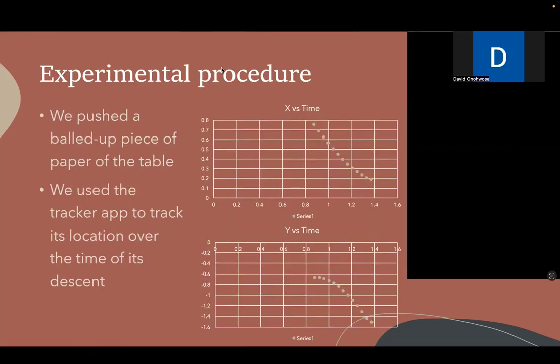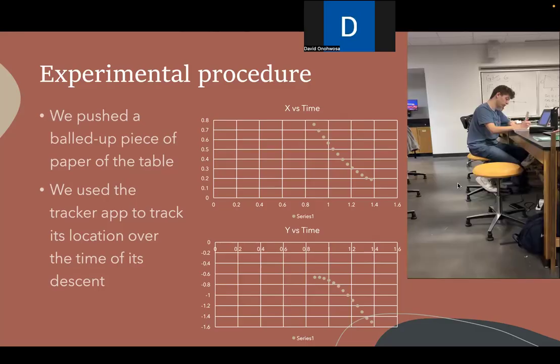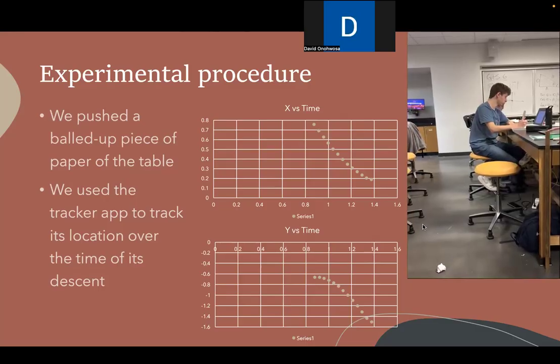Our experimental procedure. So we pushed our balled up piece of paper off the table, which should be demonstrated here. And then we used the tracker app to track its location over the time of its descent, which gave us our X versus time graph on top and our Y versus time graph on the bottom.